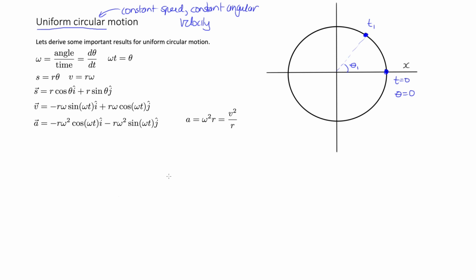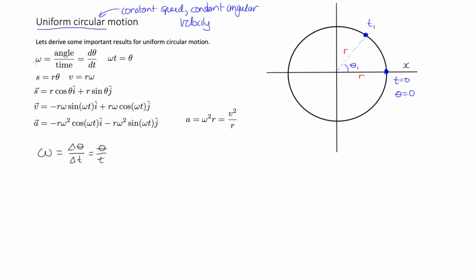Now, because this is a circle, the length along here is r, and the length along here is also r, the radius of the circle. Now, the angular speed is given the symbol omega. So this is the lowercase Greek letter omega. And this is equal to the change in angle over the change in time. So if it's starting at an angle 0 at time 0, this is just equal to theta over t.